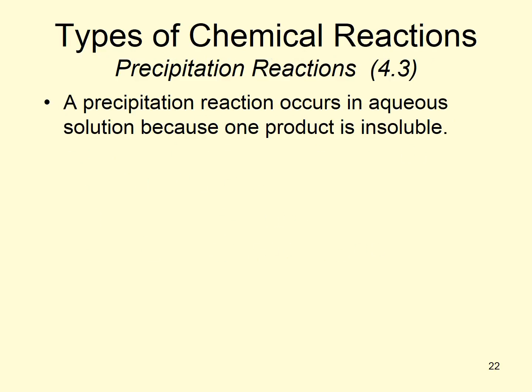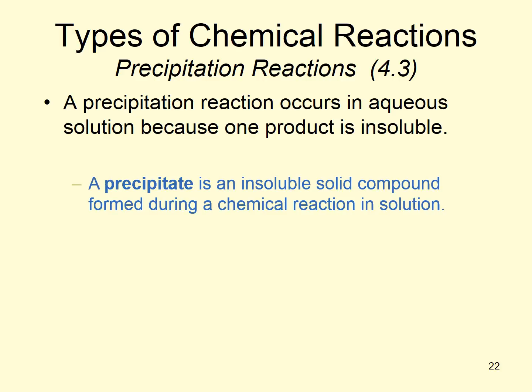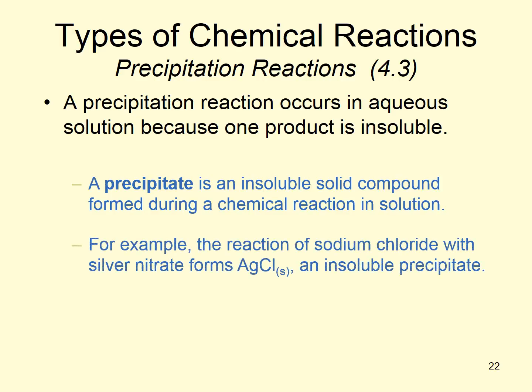So we've already looked, we saw one example of a precipitation reaction, and now let's look at them a little bit more closely. A precipitation reaction is one where aqueous solutions combine to form one insoluble product. So a precipitate is just an insoluble solid compound formed during a chemical reaction.